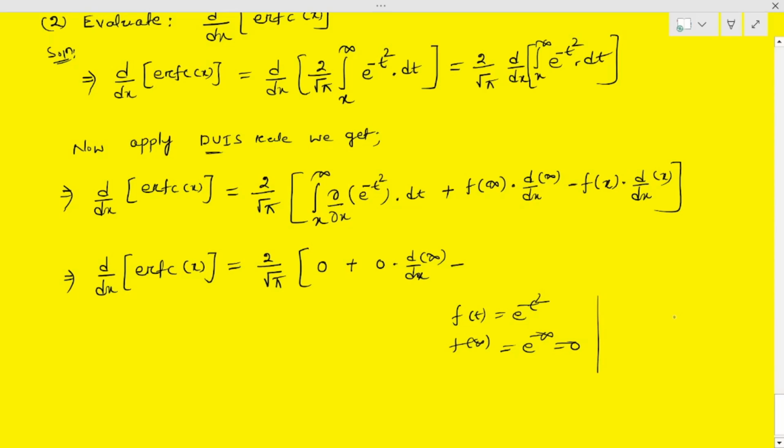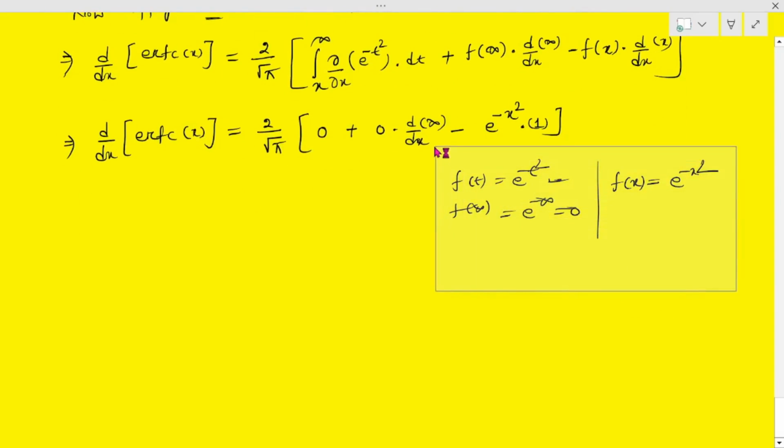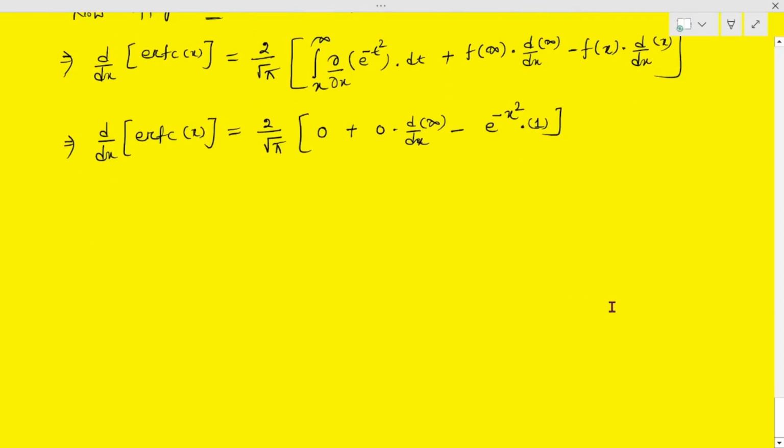And f of x, if I consider f of t equal to e to the minus t square, the corresponding f of x will be e to the minus x square. So here f of x will be e to the minus x square, and the derivative of the lower limit, that is x, with respect to x equals 1. Okay, so finally we got the answer: the derivative of the complementary error function with respect to x we found as 2 by root pi.